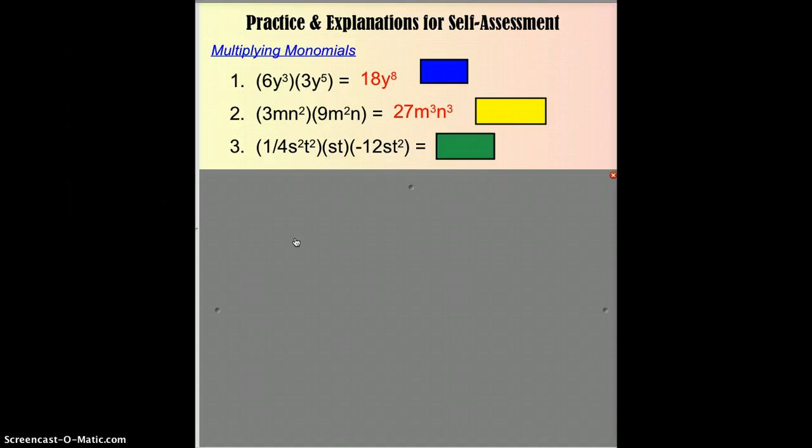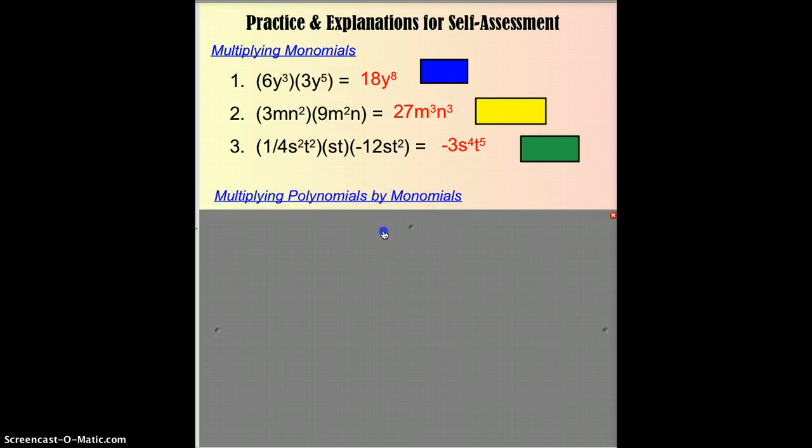Number 3, 1/4 s squared t squared times s times t times -12 times s times t squared. Pause the video here. Well, you know that 1/4 of -12 is -3. We have s squared, s, and s, giving us s to the 4th. And we have t squared, t, and another t squared being multiplied, giving us t to the 5th. The final answer should be -3 s to the 4th, t to the 5th.